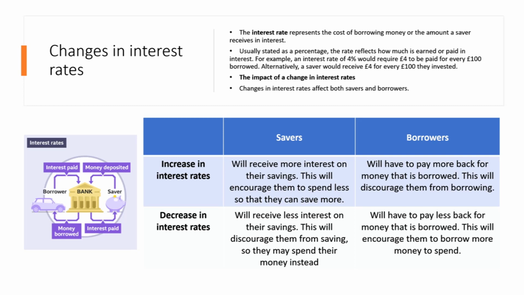Usually stated as a percentage, the rate reflects how much is earned or paid in interest. For example, an interest rate of 4% would require £4 to be paid for every £100 borrowed. Alternatively, a saver would receive £4 for every £100 they invested.